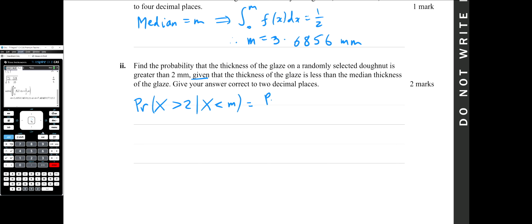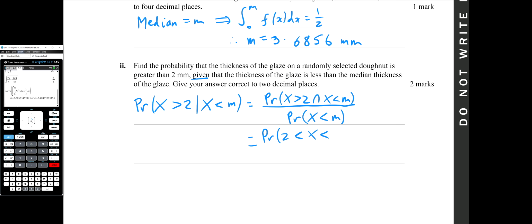So we need to intersect these two. That's Pr of x greater than 2, intersect x less than the median, remembering the median is 3.6856, over Pr of x less than the median. So this simplifies to Pr, now if you're greater than 2 and less than the median, it means you're between 2 and the median, divided by Pr of x less than the median.